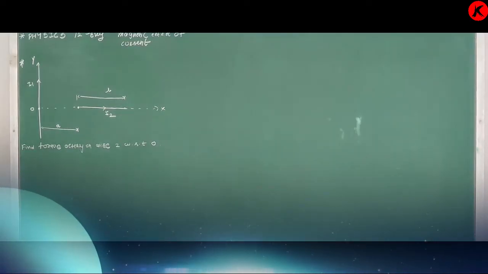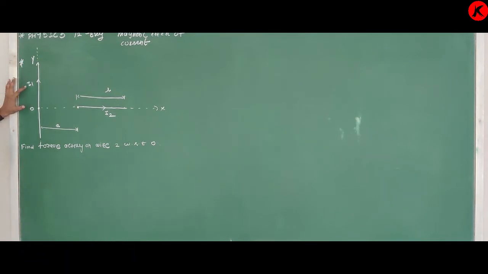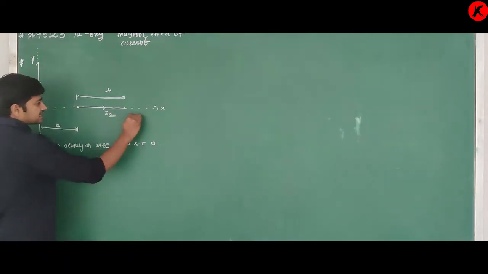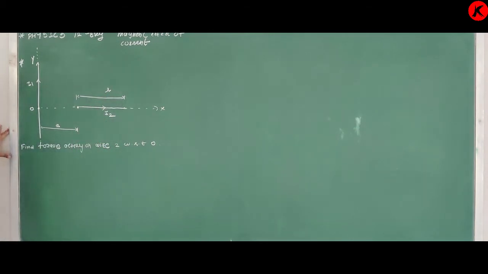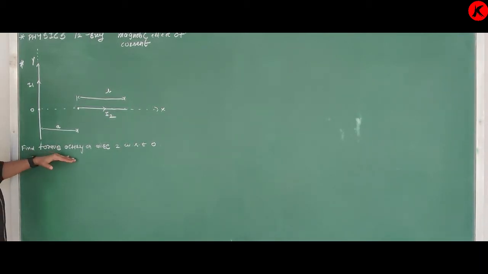Good morning, students. We will continue magnetic effect of current questions. See, you are given one figure. It is one very long wire placed in the y direction carrying current I1. On the x-axis, another wire carrying current I2 having length L is placed at a distance A from the origin, or from this wire. Your question is, what is the torque acting on this wire with respect to point O?